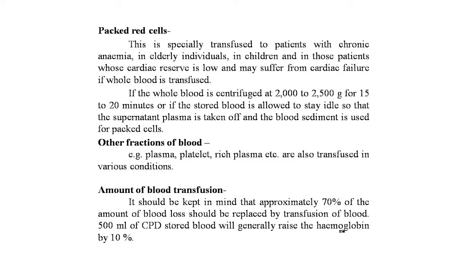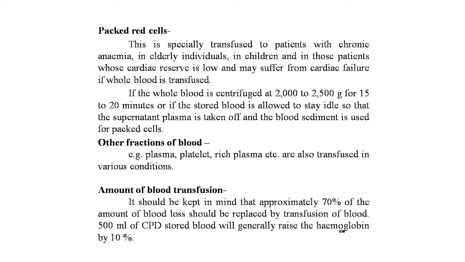If the whole blood is centrifuged at 2000 to 2500 g for 15 to 20 minutes, or if the stored blood is allowed to stay idle so that the supernatant plasma can be taken off, the blood sediment is used as packed cells. Other fractions of blood, that is the plasma, platelet-rich plasma, etc., are also transfused in various conditions.